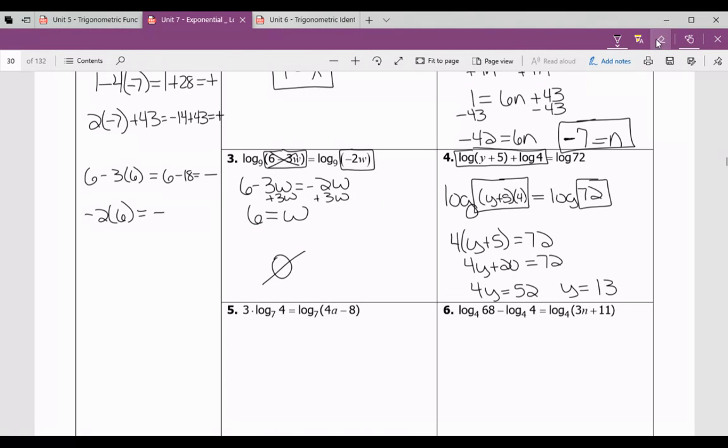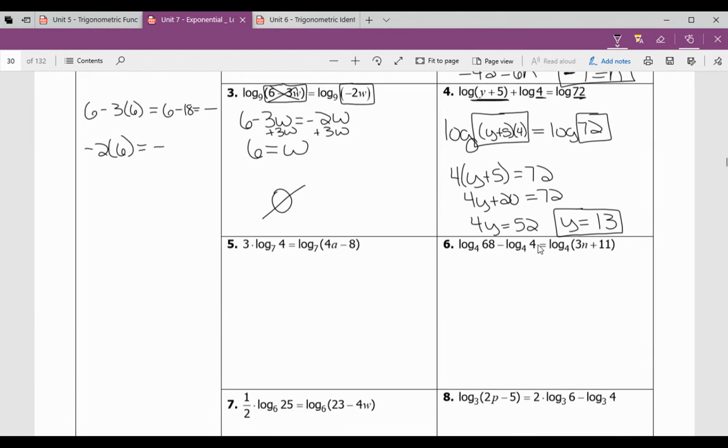Now, you always have to check your answer. Lucky for us, this is the only place I have to plug 13 in. There's no y here, there's no y here. So 13 plus 5 stays positive. Do y'all agree? So we keep that answer. All right.